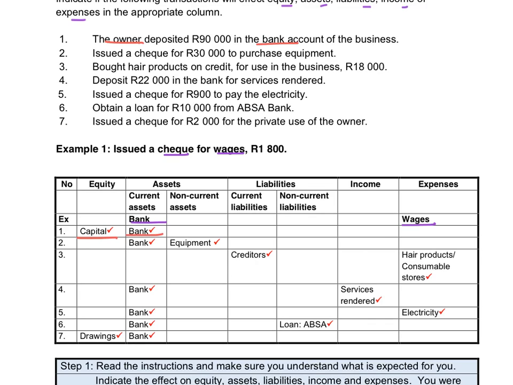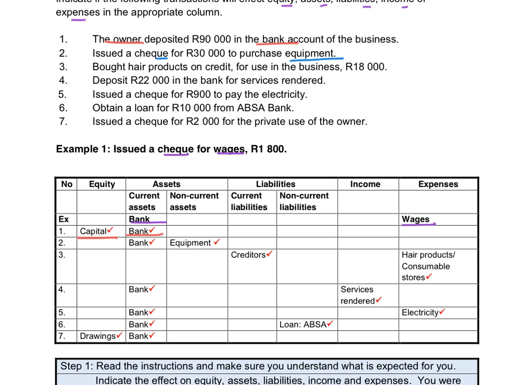Issued a check for 30,000 to purchase equipment. Check means that we take money out of the bank. Equipment, that is what we receive in exchange for the money. Now, those will affect assets, but we have to distinguish between current assets and non-current assets.